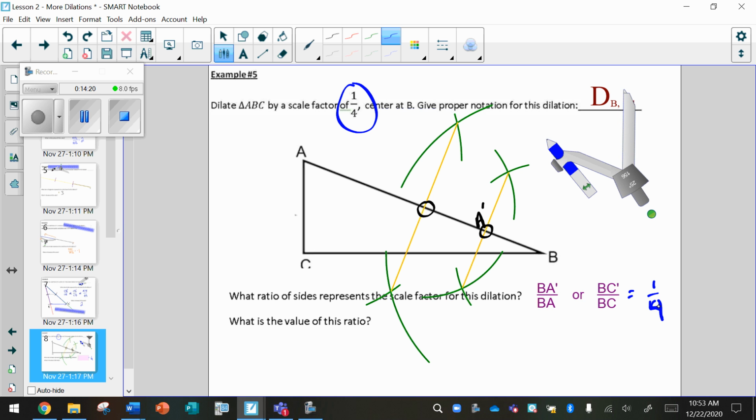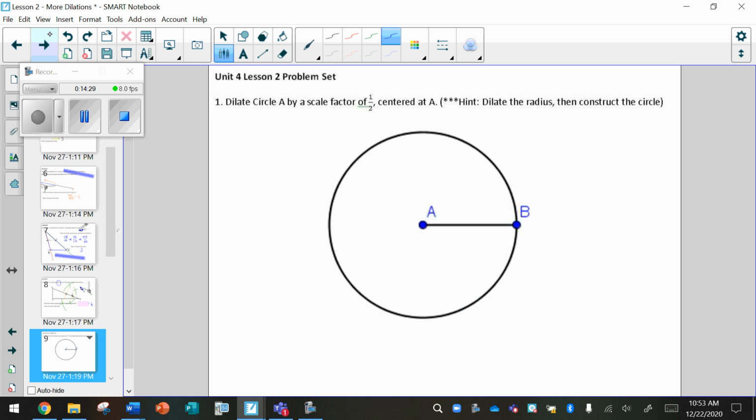All right, so pause your video, go ahead, find C prime, and then when you're ready, we're done. Once you finish that, then you're done.